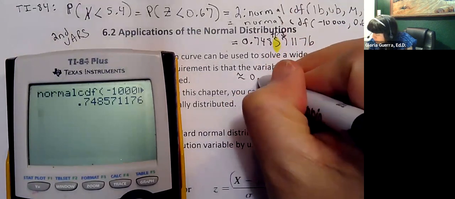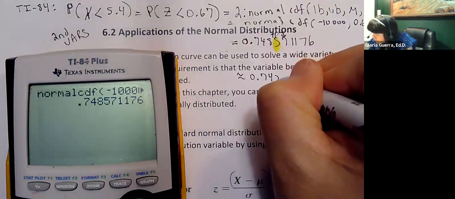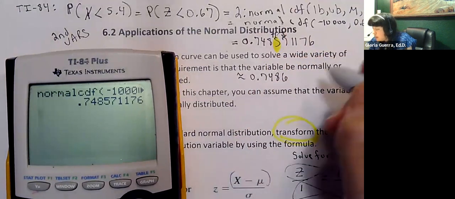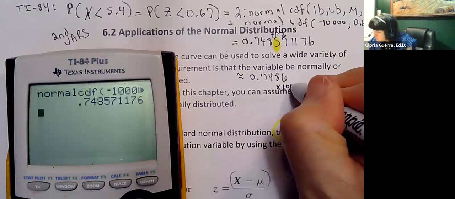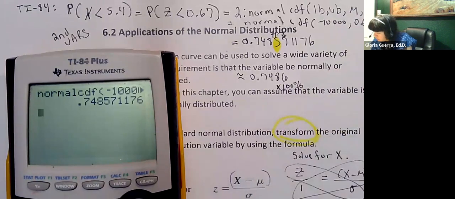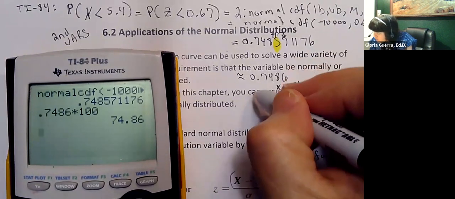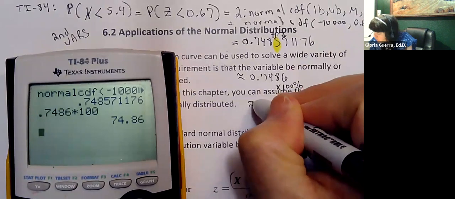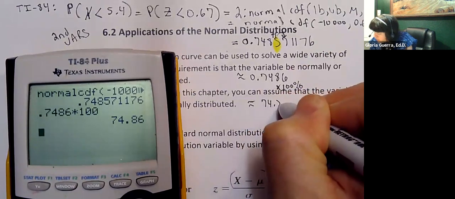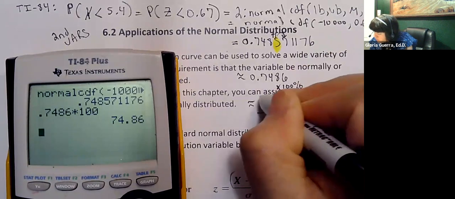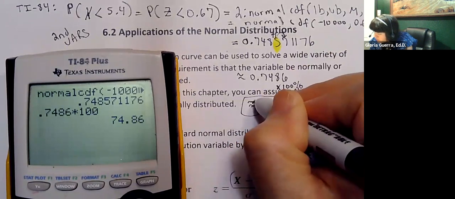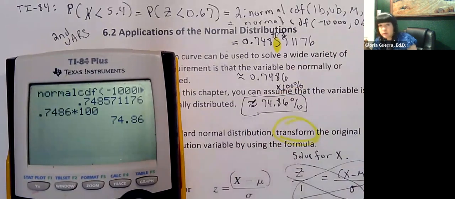So 0.7486. And then they wanted a percentage. So this is where I'll multiply that times 100%. So 0.7486 times 100 is 74.86%. And you can see that matches our work from the bottom down there. Okay.